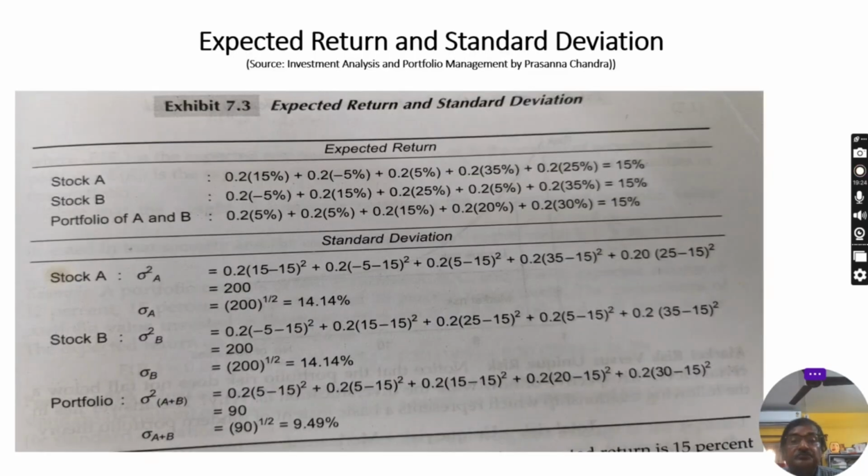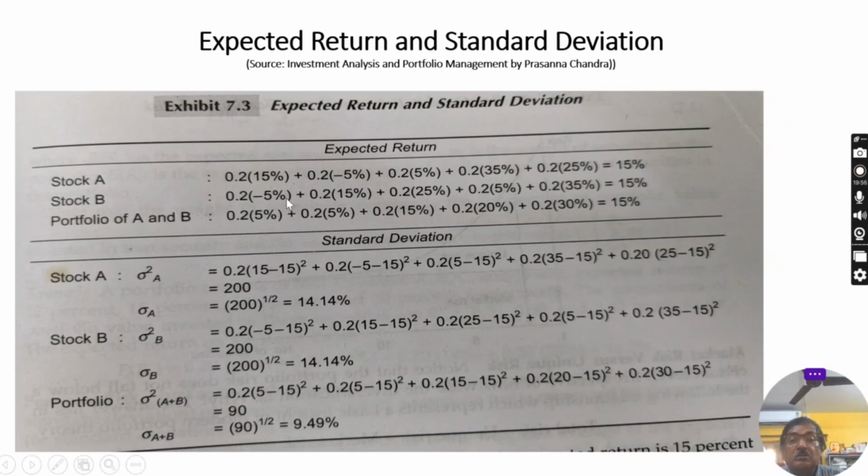This is stock A. I have already discussed earlier how to compute the expected return. Simply that formula is applied here. 0.2 is the probability, into the return, plus 0.2 is the probability of occurrence, into the return. In this way you will get 15% return. If you have any confusion, please check my previous video on return, where it is calculated with the formula.